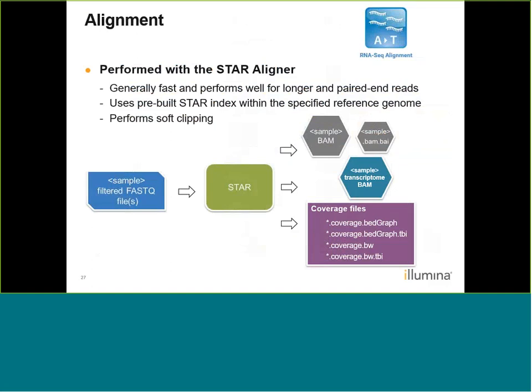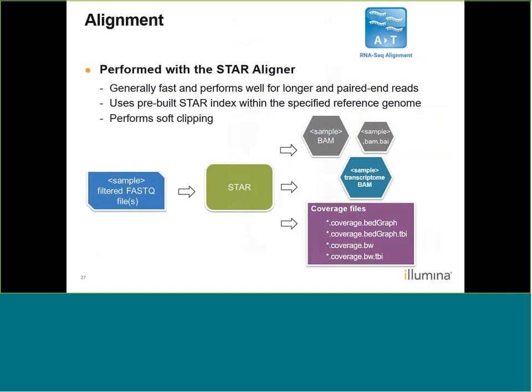The STAR aligner is generally fast and performs well for longer and paired end reads. Also, the STAR aligner does really well with any reads that have a lot of variance, so it will still be able to align correctly even if lots of variants are found inside of those reads. STAR uses a pre-built STAR index within the specified reference genome, and it also performs soft-clipping.